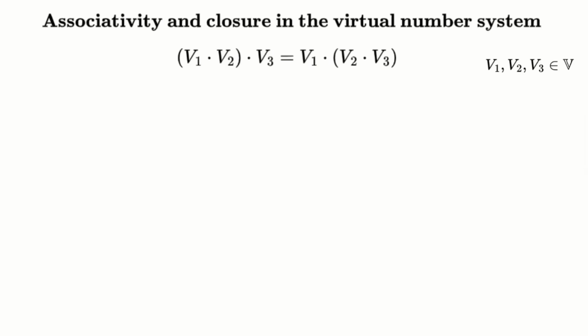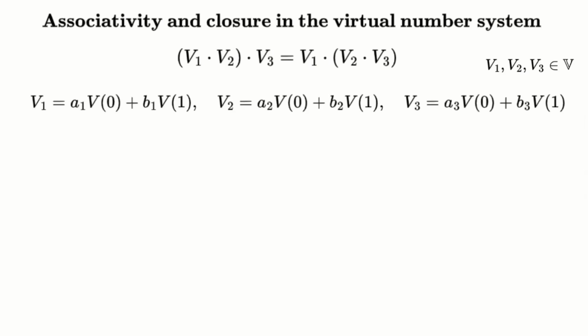Now let's break this down step by step. To start, let's define what these virtual numbers look like. Each virtual number can be written as a combination of two components, one part involving v of 0 and another involving v of 1. Specifically, we'll say v1 equals a1 times v of 0 plus b1 times v of 1, v2 equals a2 times v of 0 plus b2 times v of 1, and v3 equals a3 times v of 0 plus b3 times v of 1. Here a1, b1, a2, b2, a3, and b3 are just real numbers. Now, our goal is to compute both the product of v1 and v2, then multiply that by v3, and v1 multiplied by the product of v2 and v3, and show that they give the same result.